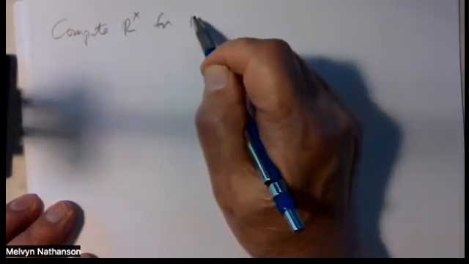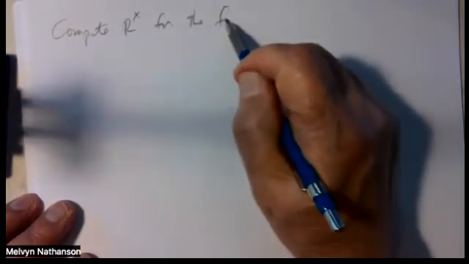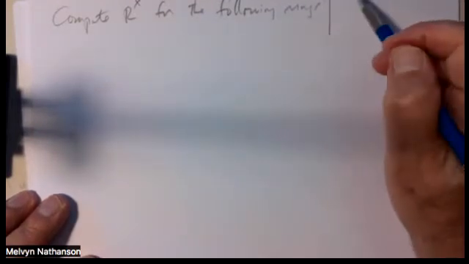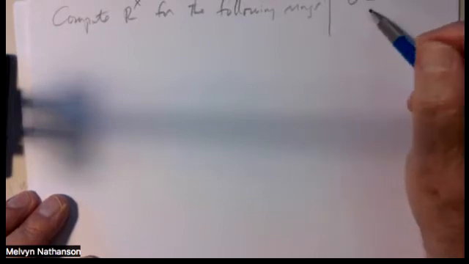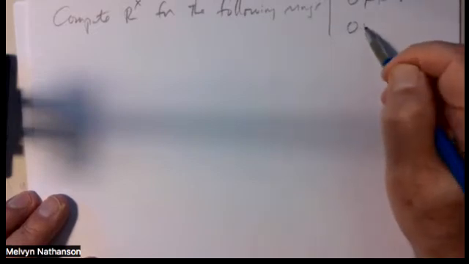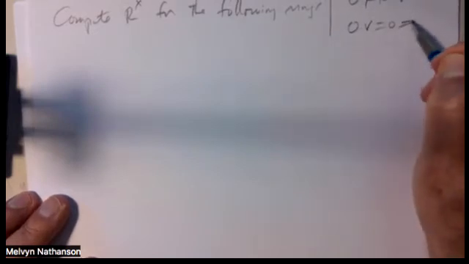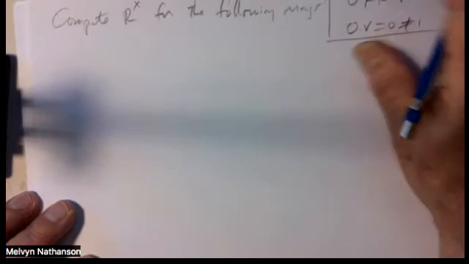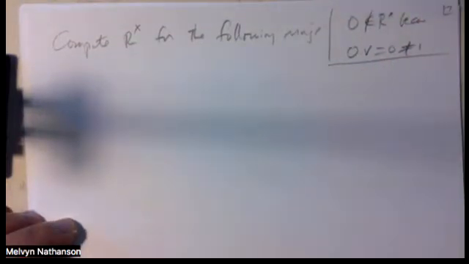So let's do some computations. Let's compute the group of units for the following rings. I should also make one observation. 0 is never a unit, because 0 times any element is 0. It's not equal to 1. So the group of units never contains 0. 0 cannot be a unit.